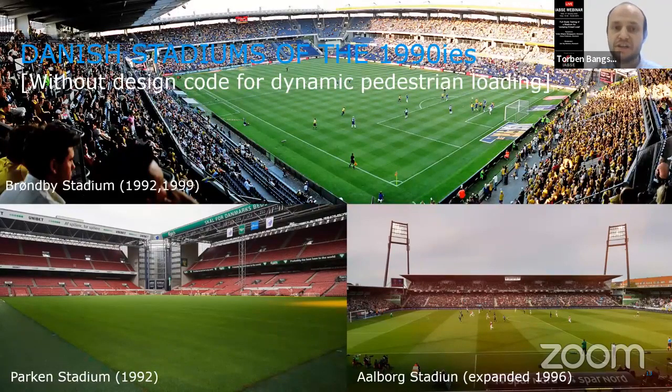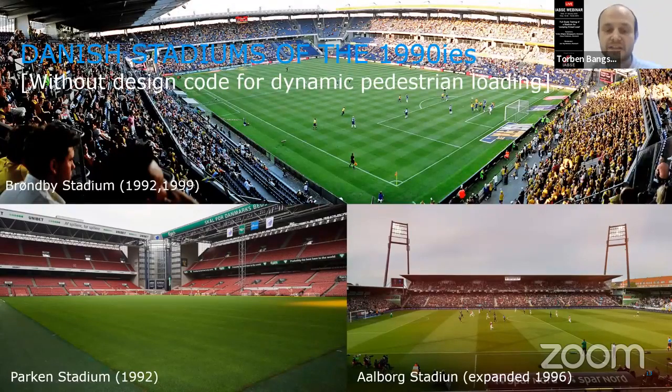So when Brøndby Stadium and the grandstand we're talking about today, which is over here in the end, and there's an identical one down here in the bottom, the two oldest parts of the stadium, was constructed in 1992, you just used standard elements and you didn't account for dynamic loading from the jumping spectators. At the very same time, Parken Stadium, the national stadium of Denmark that was used for the European championships last year, was constructed.